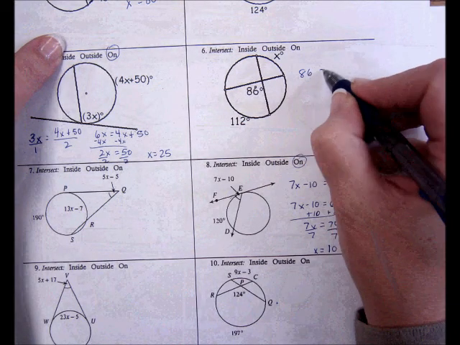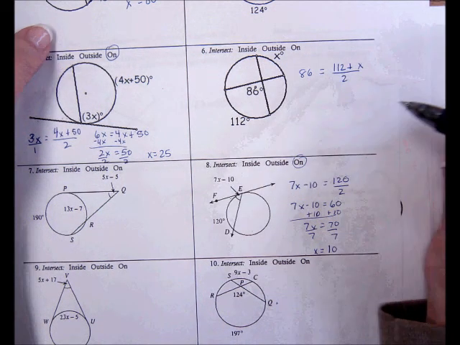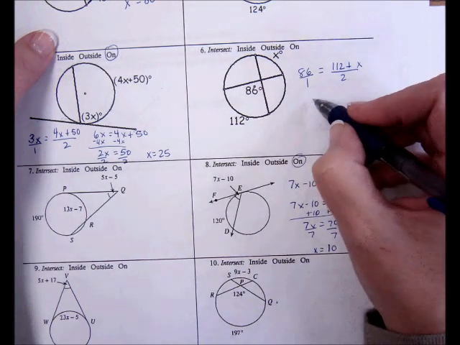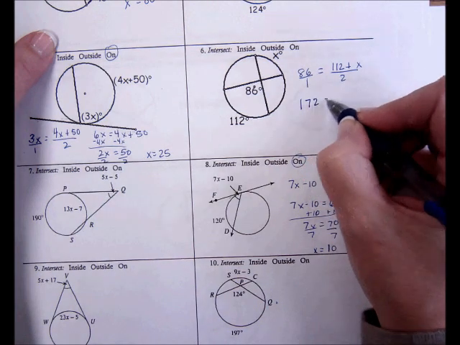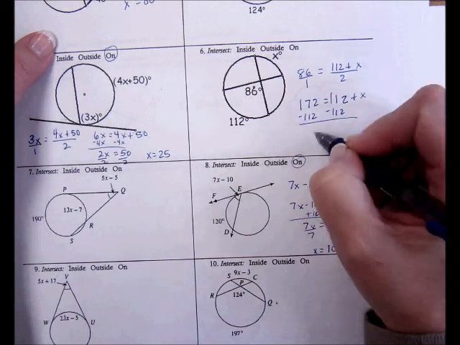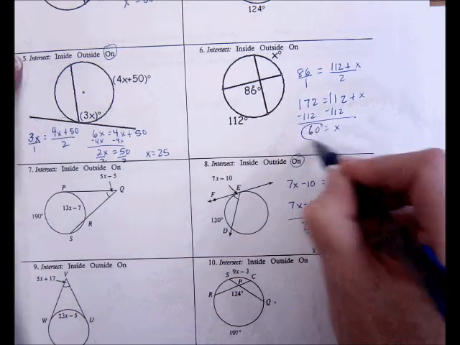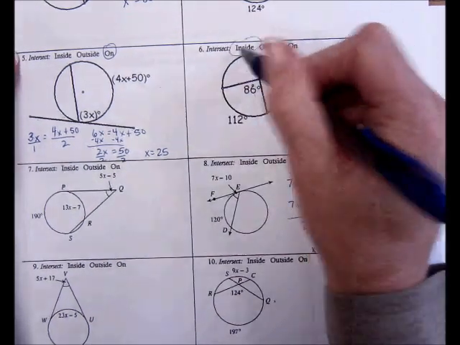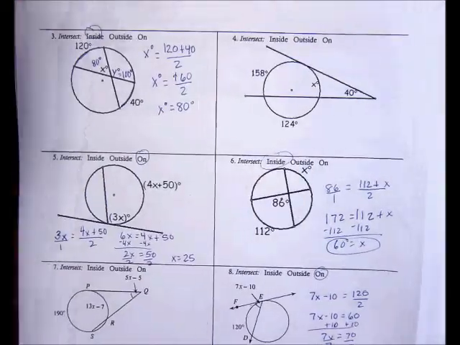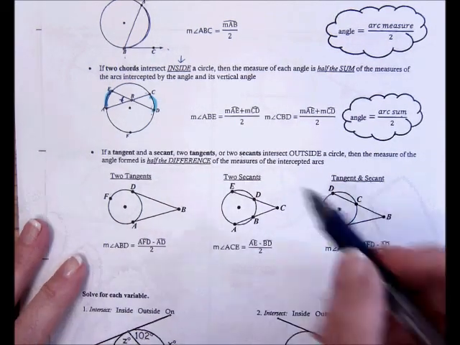If you look at number 3, this is a great example. I want to find what x is. It intersects inside the circle, and I know that x degrees is equal to the arc sum, 120 plus 40, divided by 2. So x degrees is equal to 160 divided by 2, so x is 80 degrees. And I know that if x is 80 degrees, because this is a linear pair, y has to be 100 degrees. Now, number 6 is also the same type of situation.